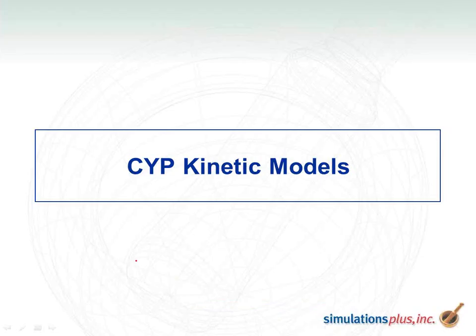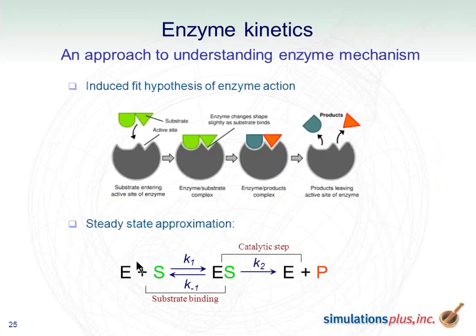Going back into our PowerPoint slides, in this next section I'll discuss the CYP kinetic models, and these were developed in a similar vein as the sites of metabolism. So once we have the sites predicted, the next stage is to predict the kinetic parameters for each of the sites identified in the site model.